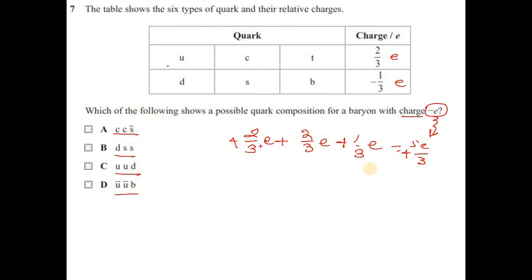Once you check all of them, you will find that DSS works. D is minus 1/3 e, S and S, minus 1/3 e each. So finally you have minus 3/3 e, that means minus e. So your option is B, and you can check C and D to verify. You cannot have minus e with any other option. So the option is B.